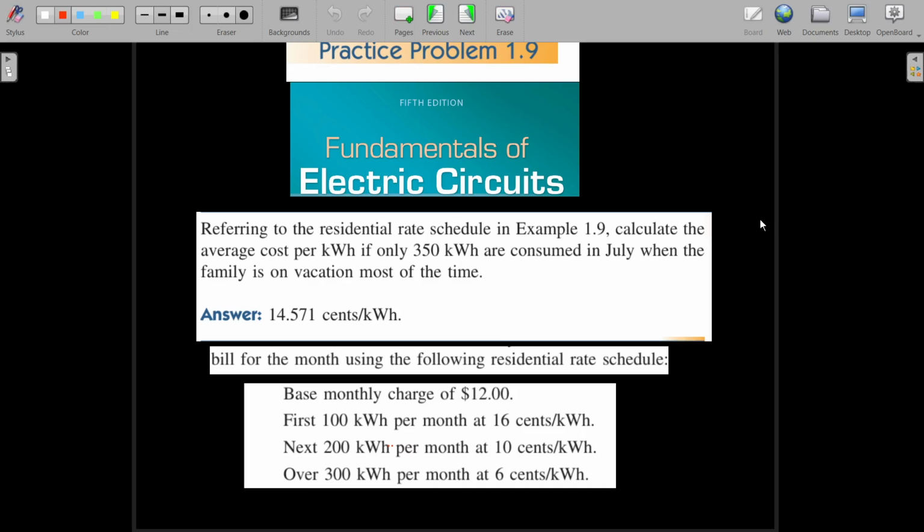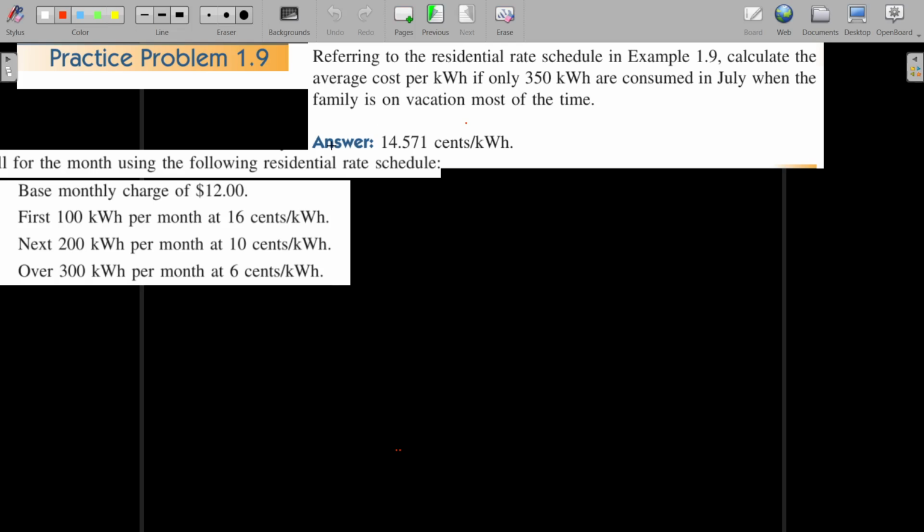Okay. So if you look into this problem, first we try to understand what is asked. Calculate the average cost. This is the question. And the consumption is given as 350 kilowatt hours. This is the consumption. And we need to calculate the average cost. Okay, let's solve the problem.